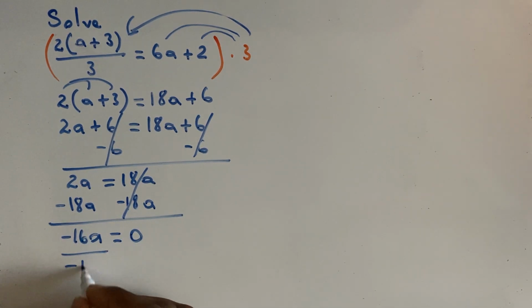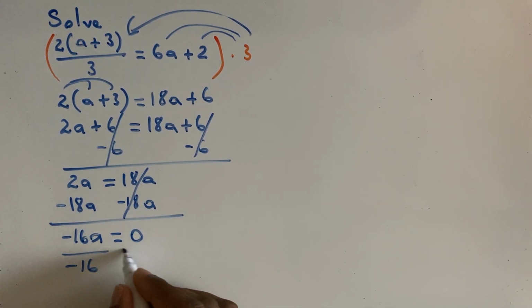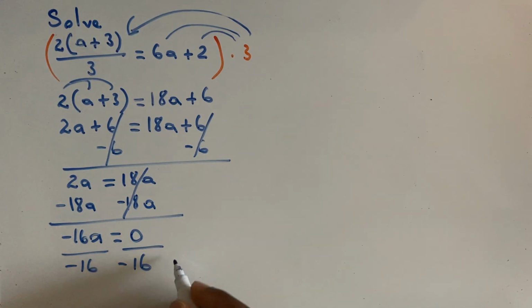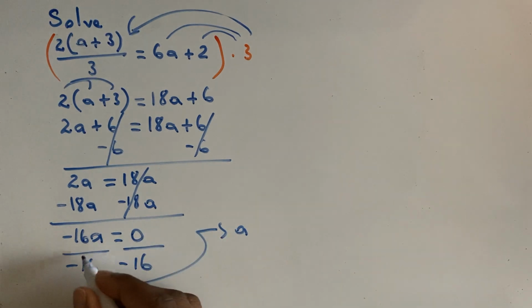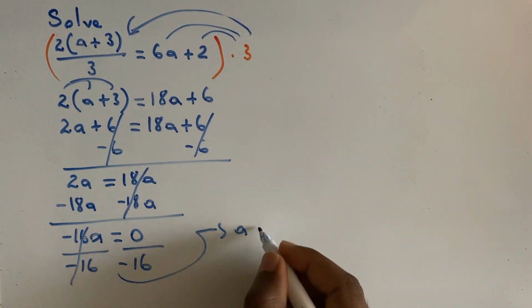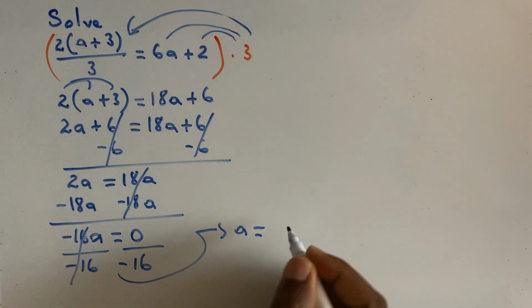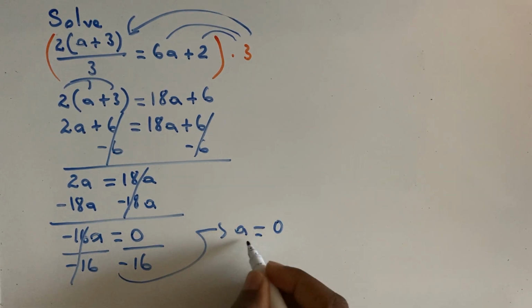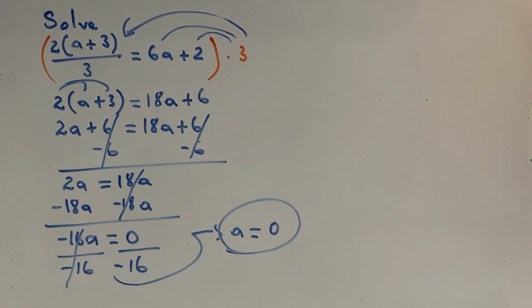Then you divide both sides by negative 16, all right, which means that a cancels negative 16 here. a is equal to 0 divided by negative 16, which is 0, okay? So this is your answer, all right?